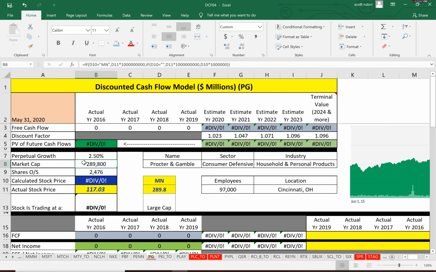the company, discount that number back to today's value, and then divide it by the number of shares outstanding. They have 2.5 billion shares outstanding. The way you figure out the shares outstanding is you take the market cap divided by the stock price. And then we're going to compare the calculated stock price to the actual stock price and see if it's a buy or a sell. And this is what we call the intrinsic value. And this is a typical way for an analyst to figure out the value of a company.